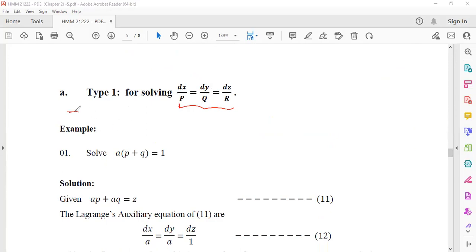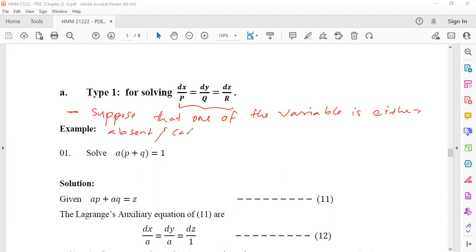So can you write down here? Suppose that one of the variables is either absent or cancels out from any two fractions.